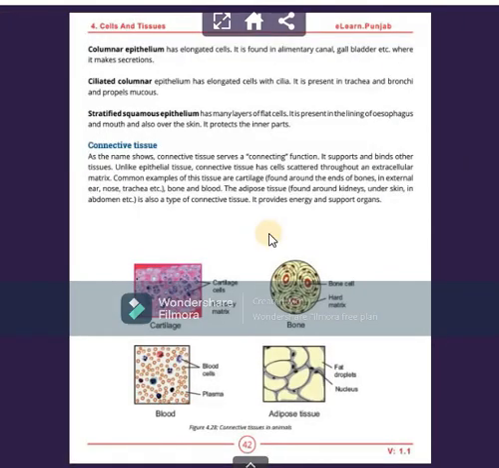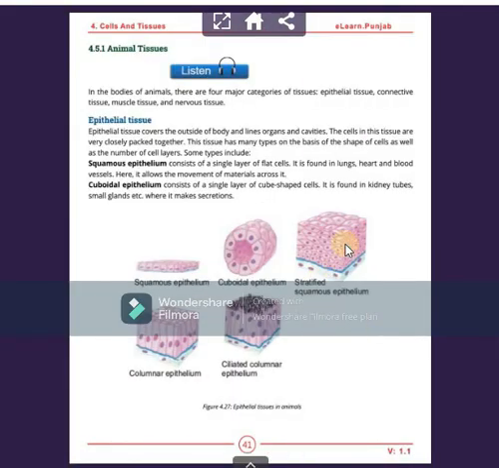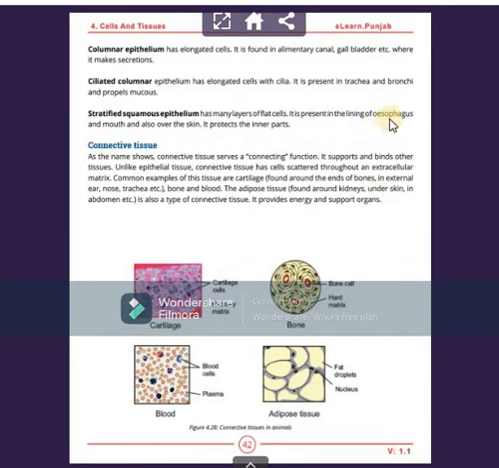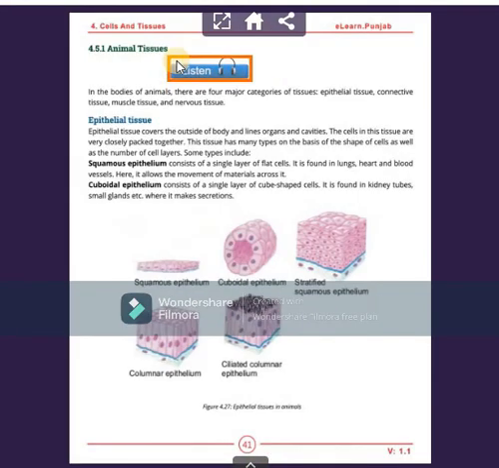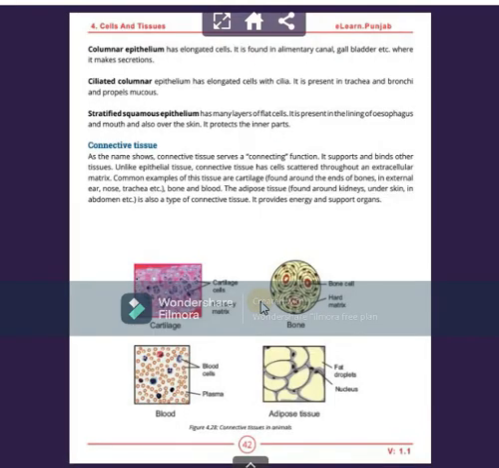The next one is stratified squamous epithelium. It has many layers. You can see it in this figure. It is the lining of the esophagus and mouth, and also over the skin, so it protects the inner parts. Columnar epithelium has elongated cells. It is found in the alimentary canal and gallbladder, where it makes different secretions. Then ciliated epithelium. As you can see, it has a number of cilia present on it, so it is called ciliated epithelium. It is present in the trachea and bronchi and propels the mucus.